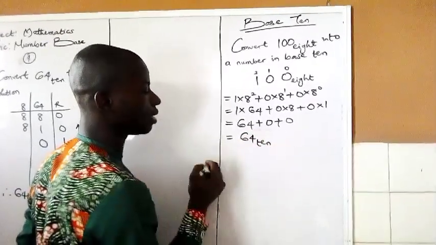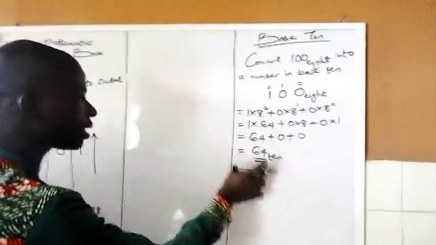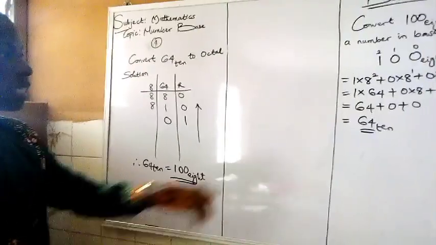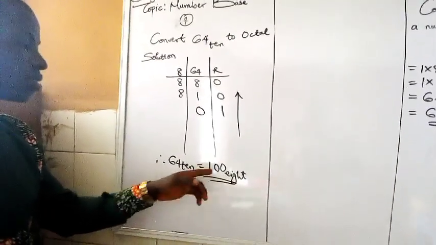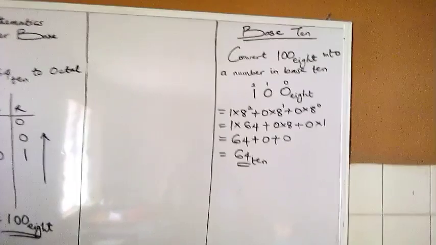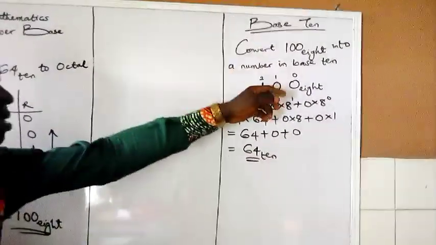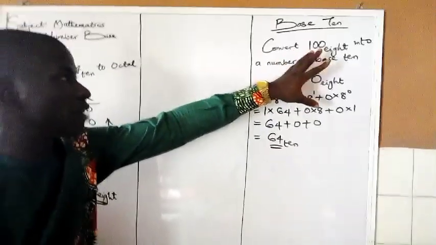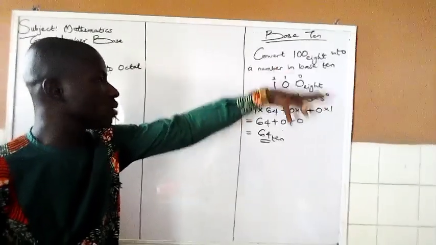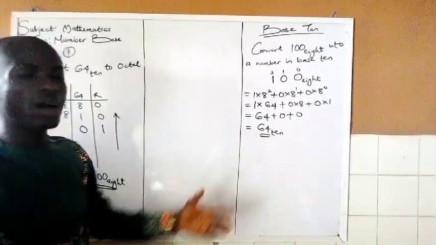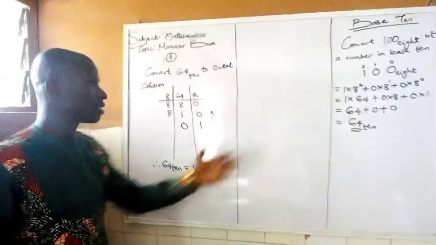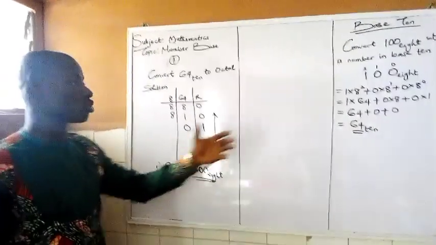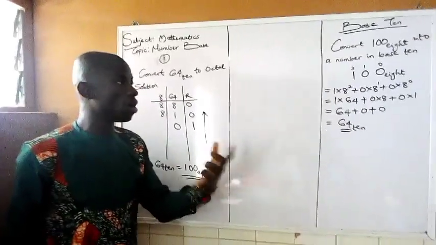Base what? Base 10. Now look at it. That is what I was telling you the other time. Look at it now. When we convert 64 base 10 to base 8, we have 100. So now we return it to base 10. When we convert 100 base 8 to base 10, we have our 64. So that's another way to check your answer in examination, or in order for you to know maybe what you have done is correct or not.